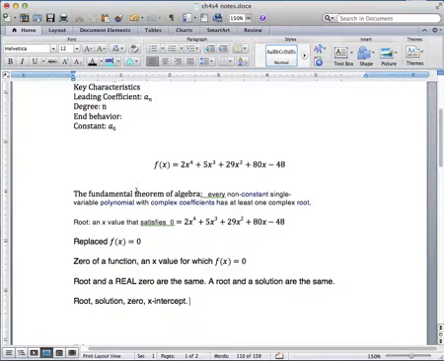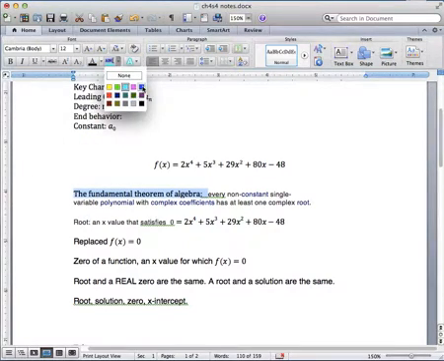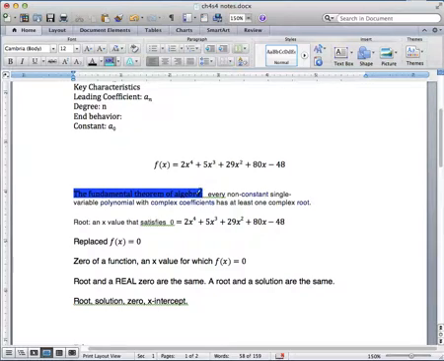All right, so let's go back to the fundamental theorem of algebra. What it really says is, if I have a polynomial function, I have at least one complex root. Well, let's go back and read this for a second.